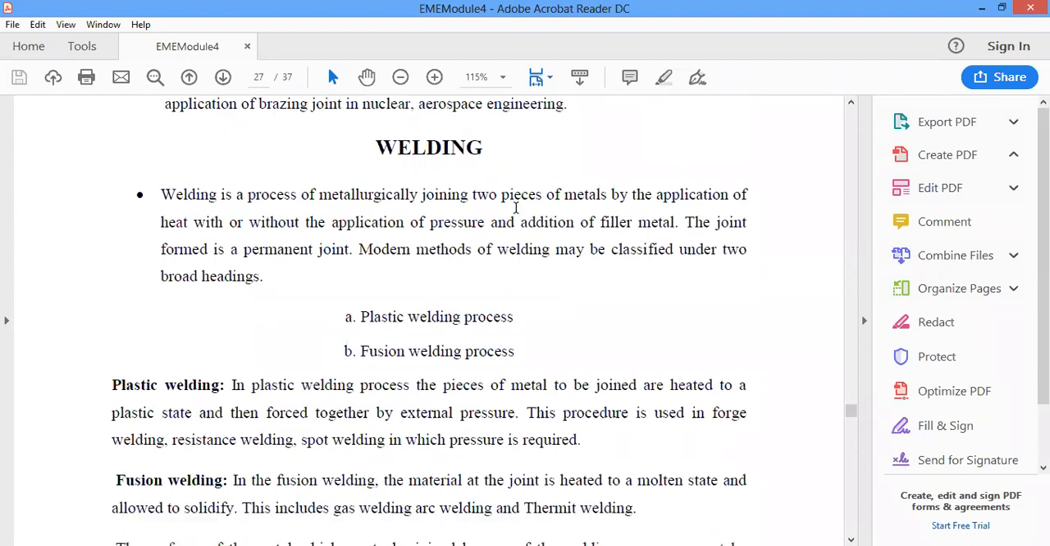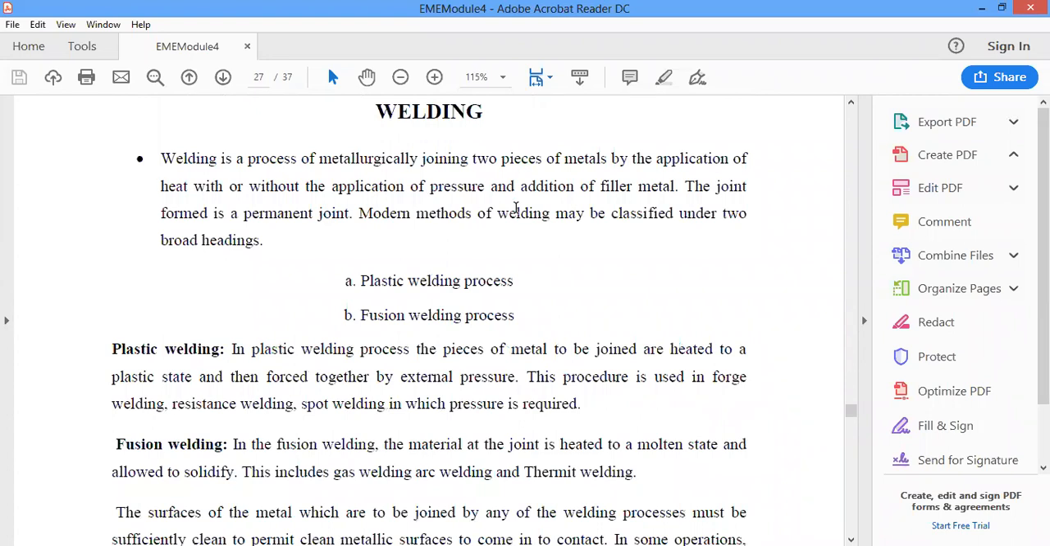In welding, there are many different types of welding processes, more than 20 in this world. Some of them, for example, are TIG welding, tungsten inert gas welding, MIG welding, metal inert gas welding, electric arc welding, fusion welding, and explosion welding. Like this, many different welding processes are there.